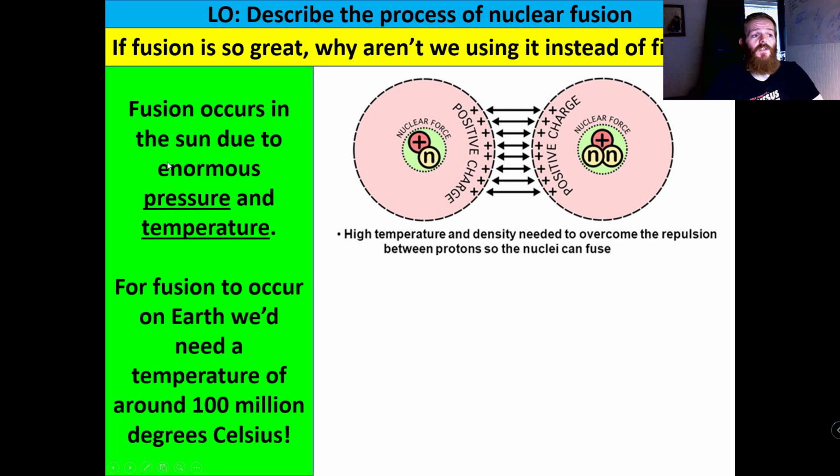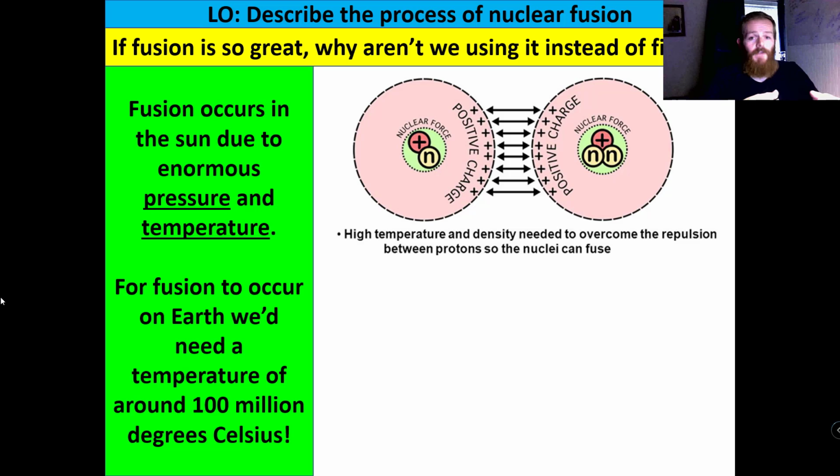So fusion occurs in the sun due to enormous pressure and temperature. For fusion to occur on Earth, we'd need a temperature of around 100 million degrees C. That's quite warm, okay? So that is why it's not happening on Earth currently. We have had instances where we've managed to get fusion to happen, but it doesn't last very long. And the other problem with it is that at the minute, the amount of energy that we put into getting the fusion reaction to happen is actually more than the amount of energy we get out. So it's not currently worth doing it.